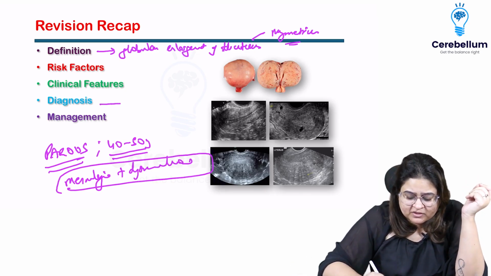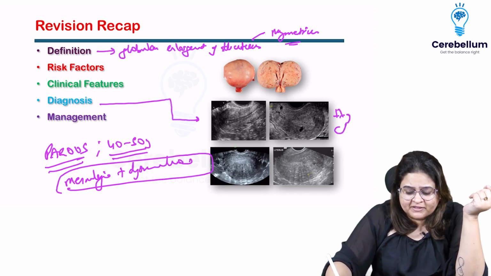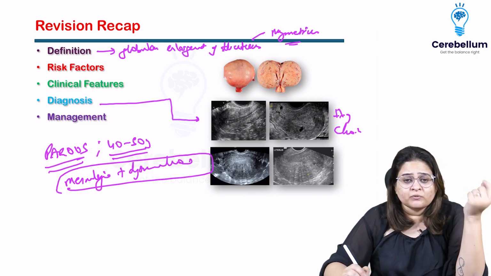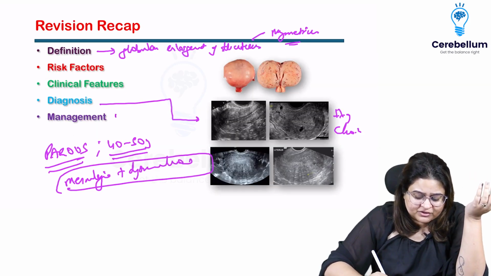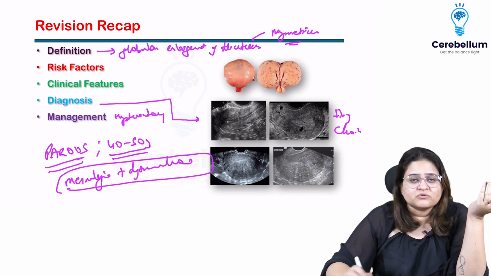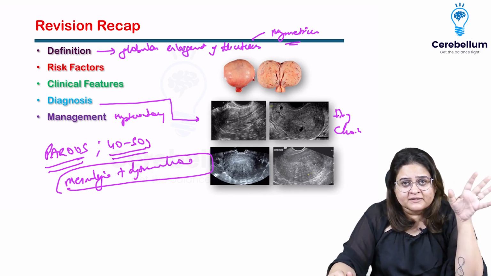How will you diagnose it? You will diagnose it by ultrasound. Ultrasound is the investigation of choice. And how will you manage it? Management, the definitive management is hysterectomy. So doing a hysterectomy is the definitive. Of course, you can give a symptomatic management for controlling the menorrhagia and the dysmenorrhea.